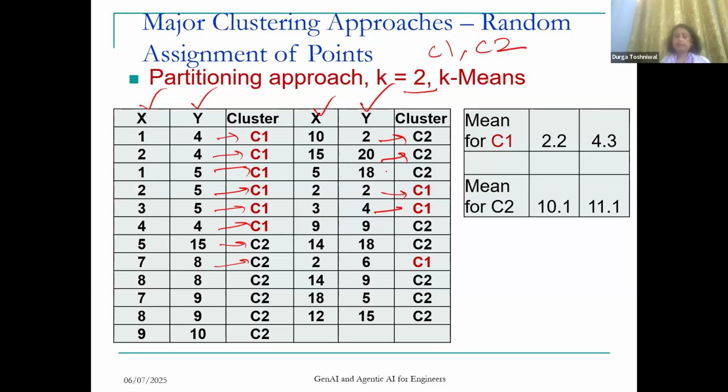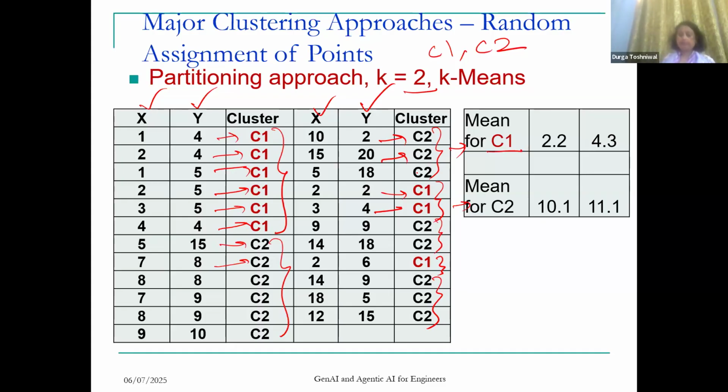And then after assigning, what we do is we find out the means. So all the points in cluster C1 will be used to find out the mean for cluster C1, and all the points in C2 will be used to identify the means for C2, and then these means will be used for further iterations, which I'll explain as we go along.